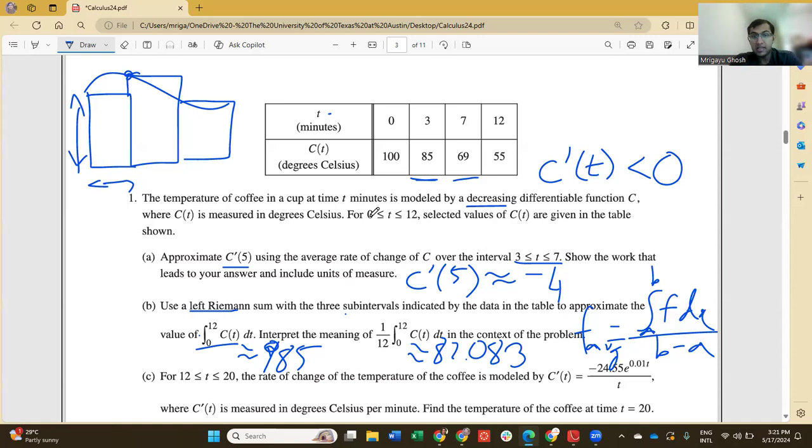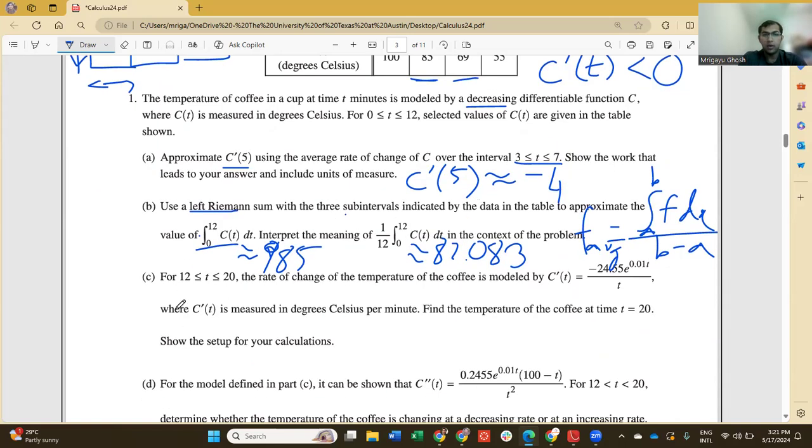And what this tells us is that the average temperature of the coffee cup is 82.083 degrees Celsius from 0 to 12 minutes. Okay, I believe that should earn you full credit if you say it like that: the average temperature of the coffee in the cup is approximately 82.083 degrees Celsius, of course, in the interval from 0 to 12 minutes.